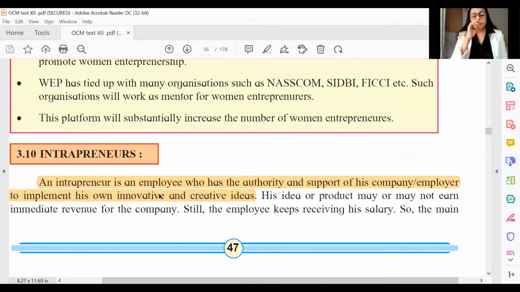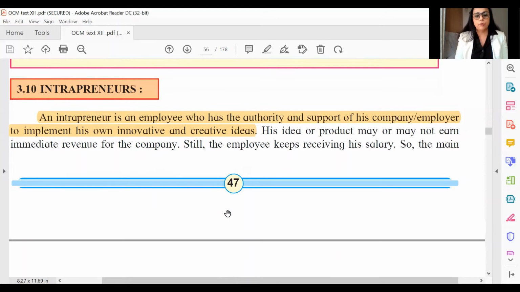The fourth important objective in this last part of the chapter is the term intrapreneurs. An intrapreneur, remember, is basically an employee. So he is getting salary from the organization, and he has been given the authority, and his bosses have given him the support to implement his own ideas, innovative and creative ideas. So please remember the spelling here. Intrapreneurs is what we are talking about.